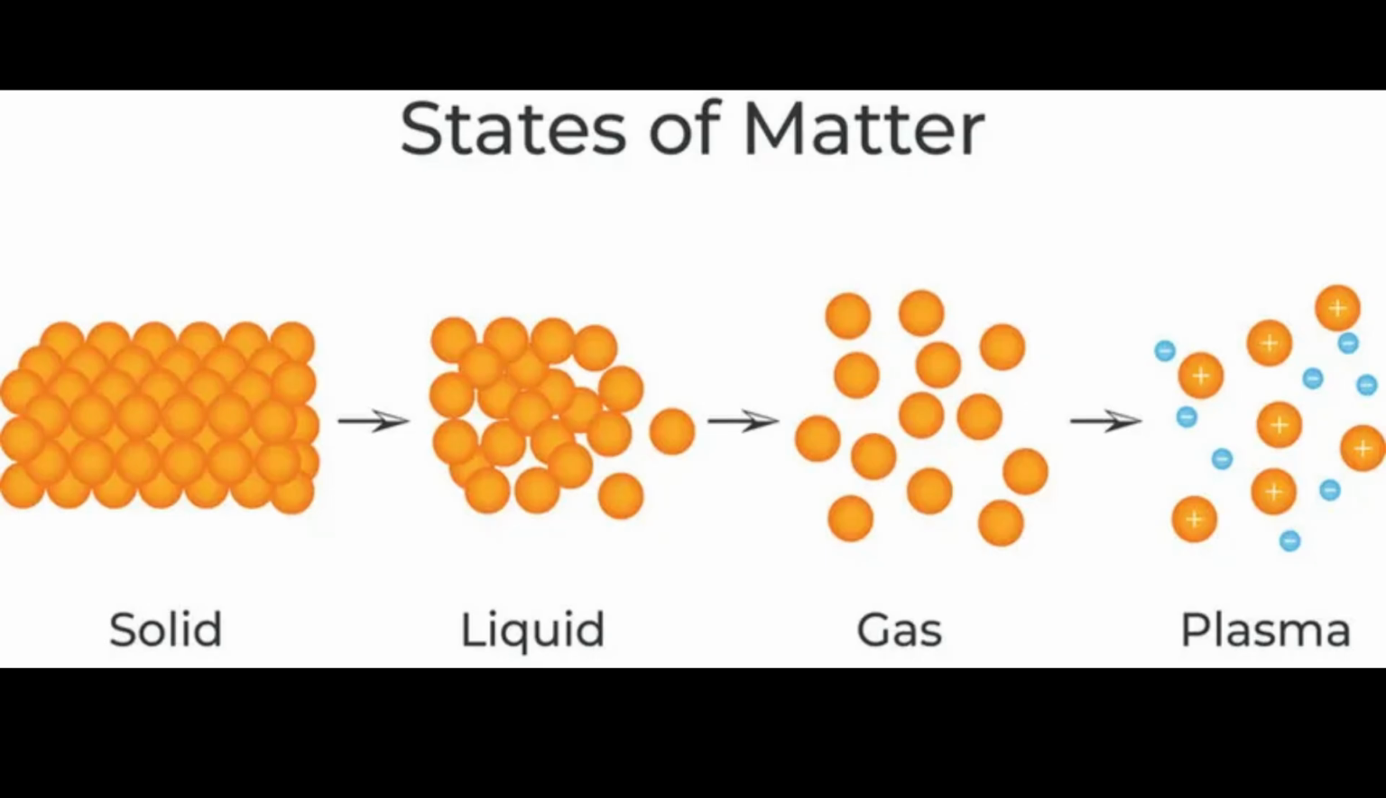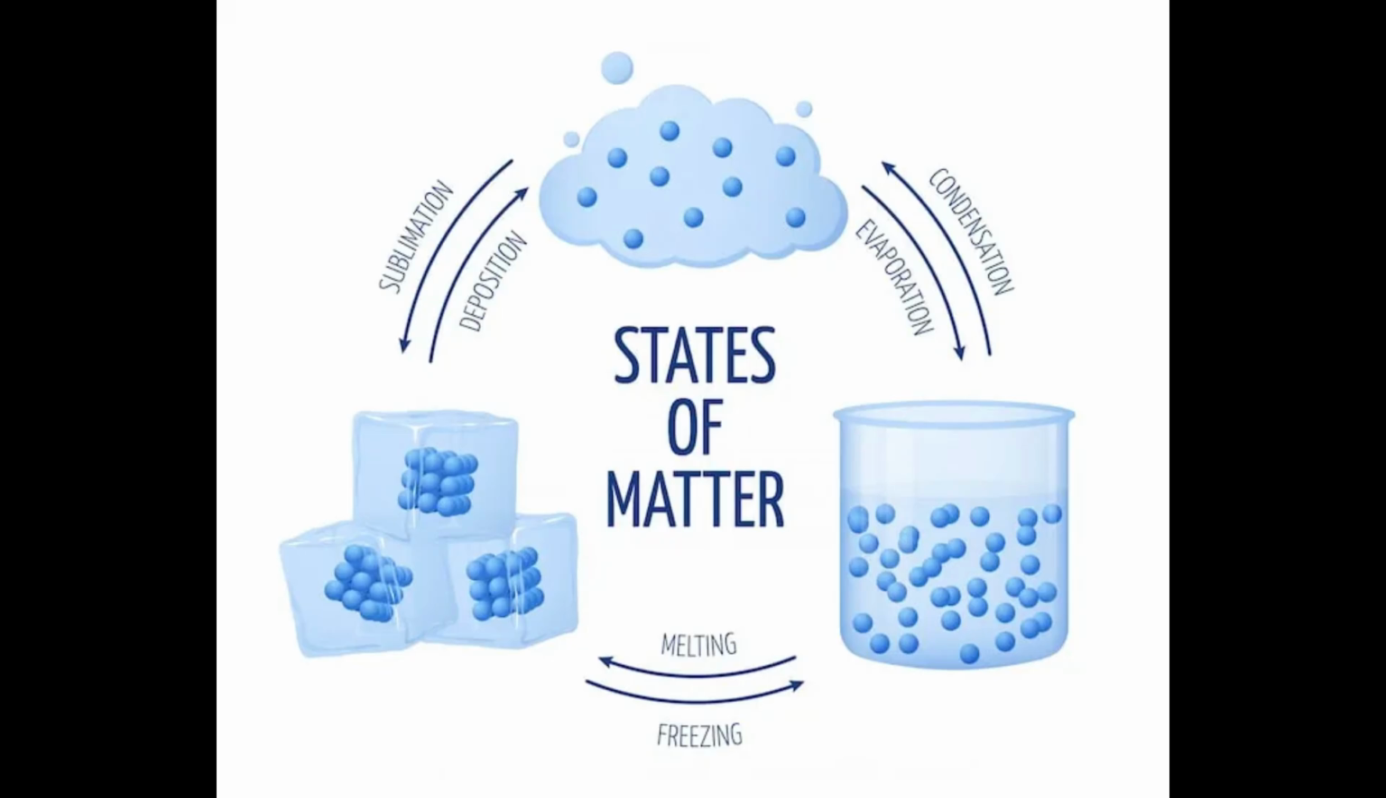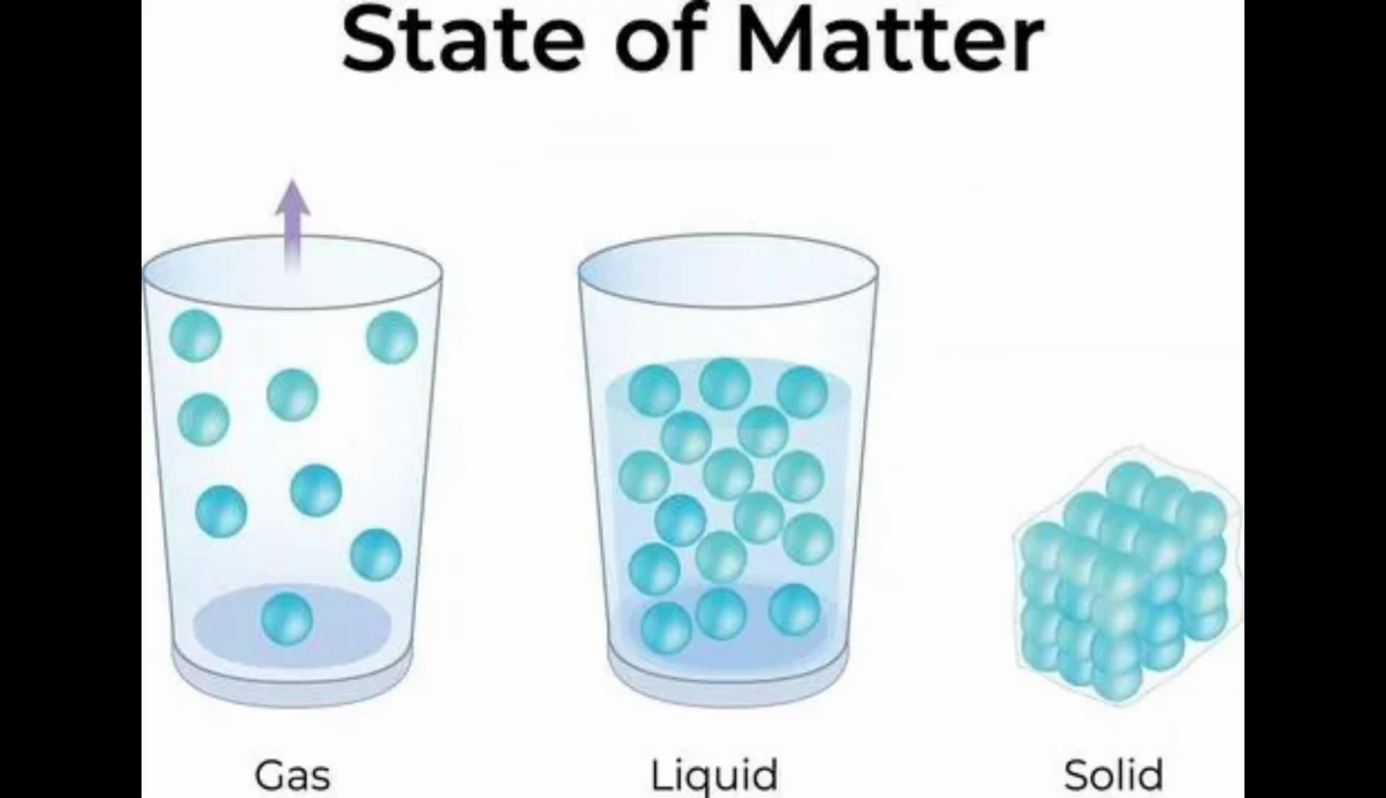Matter exists in different forms called states. Solid state: in this, particles are tightly packed. They don't move much. That's why solids have a fixed shape. Next comes the liquid state. Particles are close, but they can move around. Liquids flow and take the shape of their container.